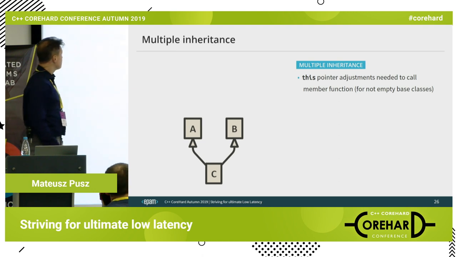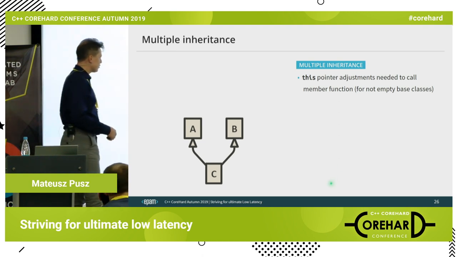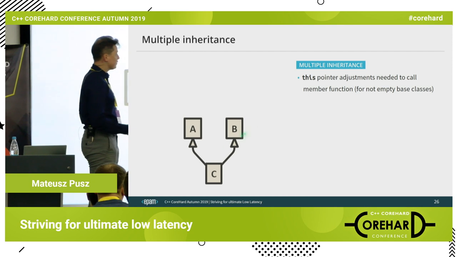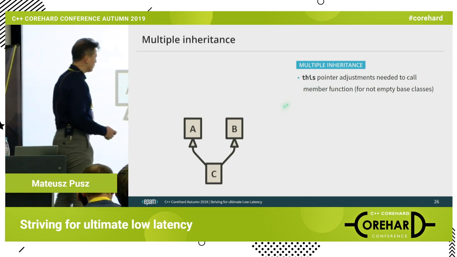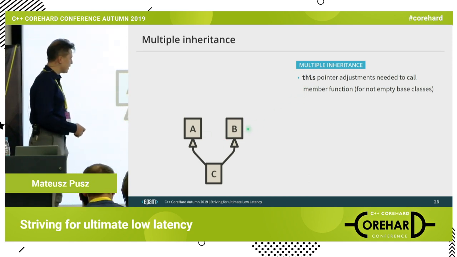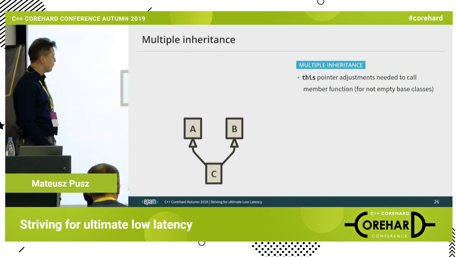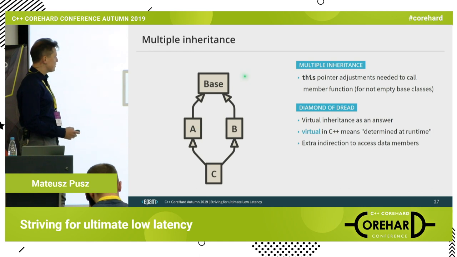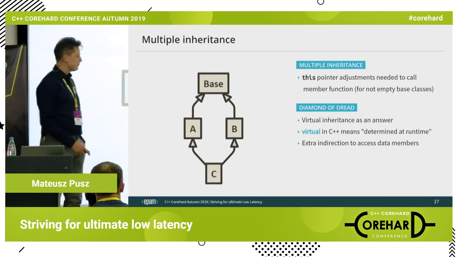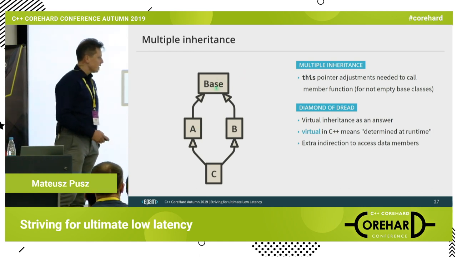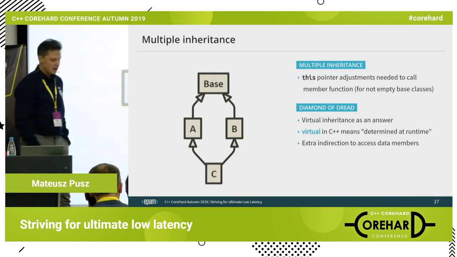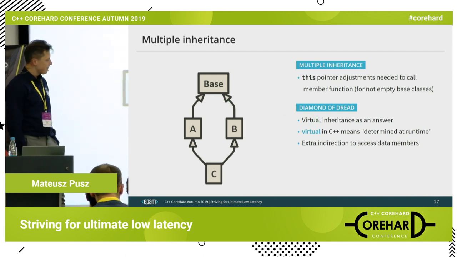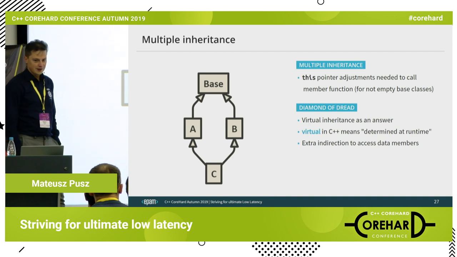Another use case is multiple inheritance. So if inheritance is wrong or polymorphism is wrong, multiple inheritance is even worse. Yes, you have to adjust the this pointer for both accessing the data and functions of class B if this one is not empty. And of course, the biggest problem is when you have the diamond of dread problem. For this, you have to use the virtual inheritance feature, but I claim that this one is broken. I don't like it really, and I probably never use it.